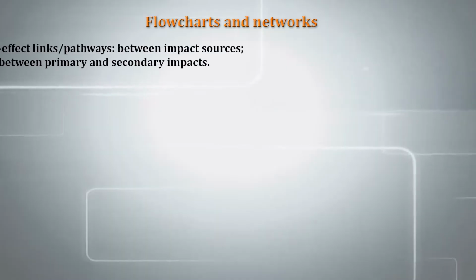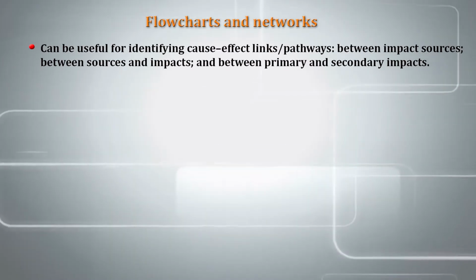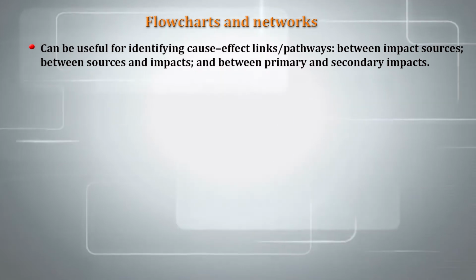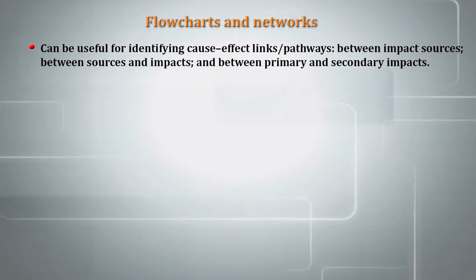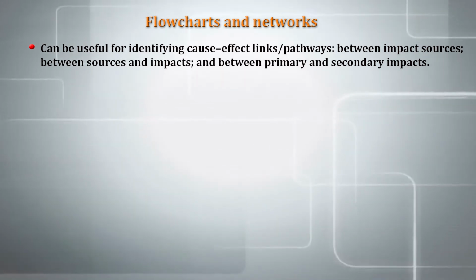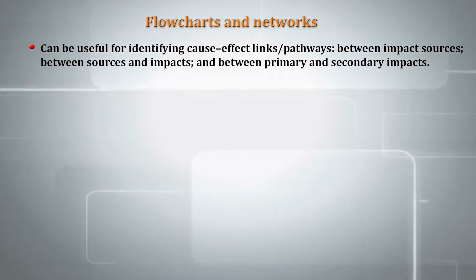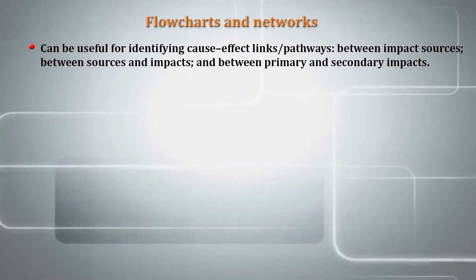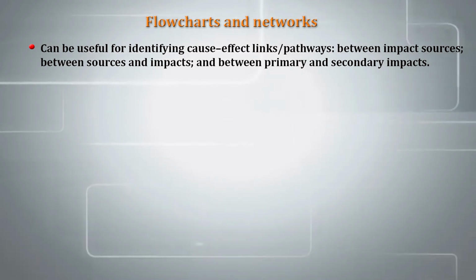The next methodology is flowcharts and networks. These are also very important methodologies as far as EIA is concerned, and flowcharts and networks can be useful for identifying cause-effect links or pathways. They can definitely be used for identifying even the impact sources.